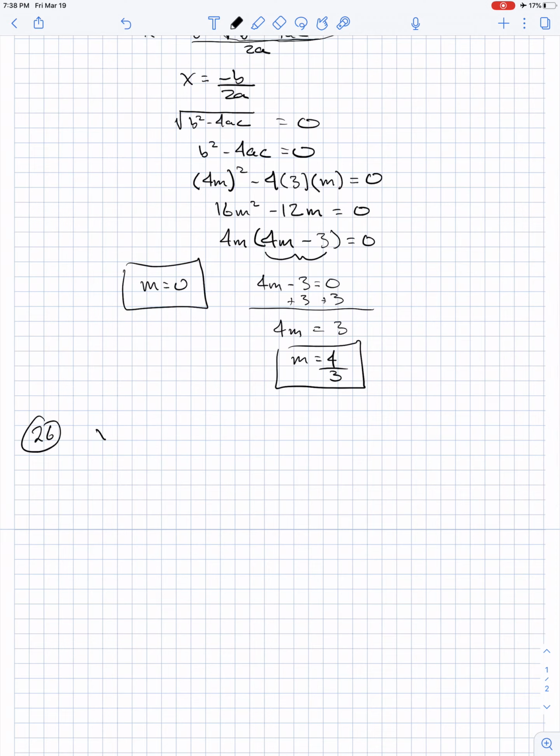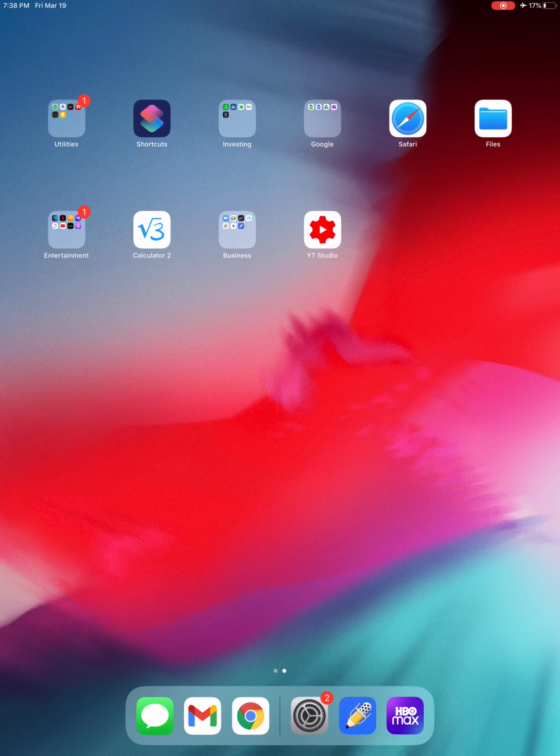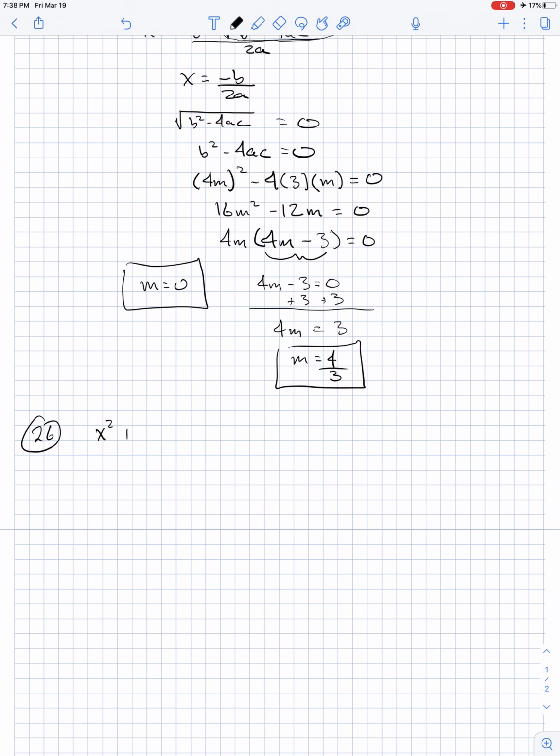Which is a system of equations. Plus y squared, equation 1, x squared plus y squared plus 4x minus 4y equals 1.